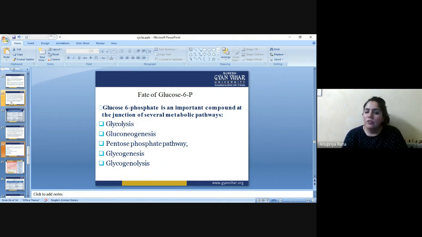Glycogenesis, gluconeogenesis, glycogenolysis. These are the processes basically responsible for sugar regulation in our body. In all these reactions, glucose 6-phosphate plays a very important role in initiating, intermediating, or finalizing their results. So you can say this is an important one.